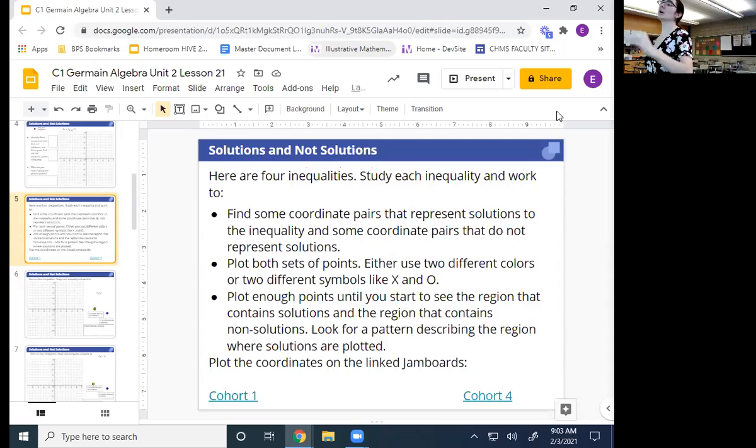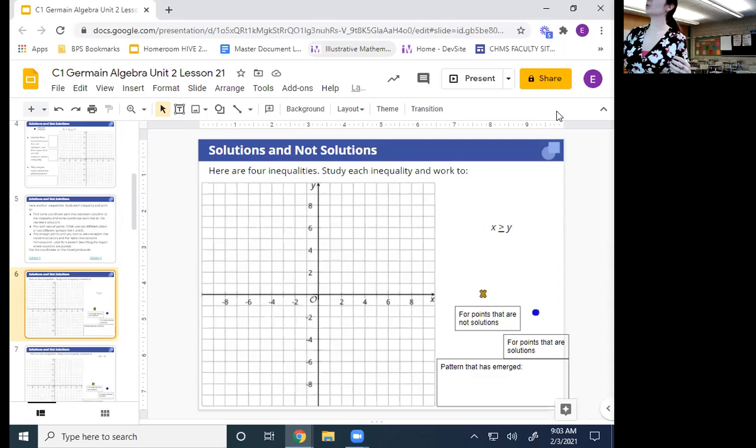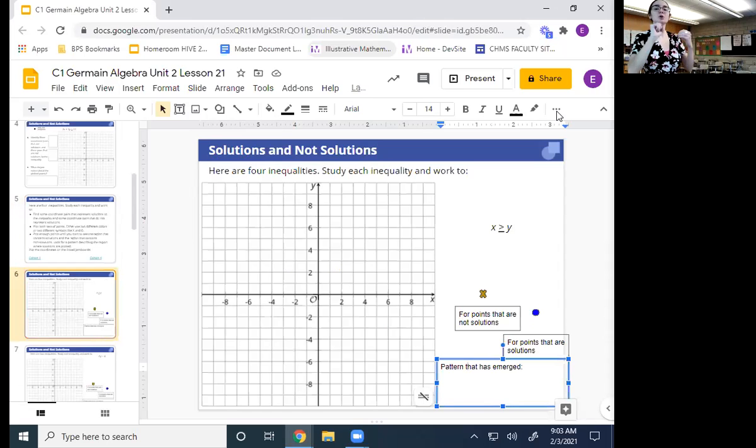Once you get these points plotted, I want you to tell me in this box right here a pattern that emerges. What are you noticing? Okay.